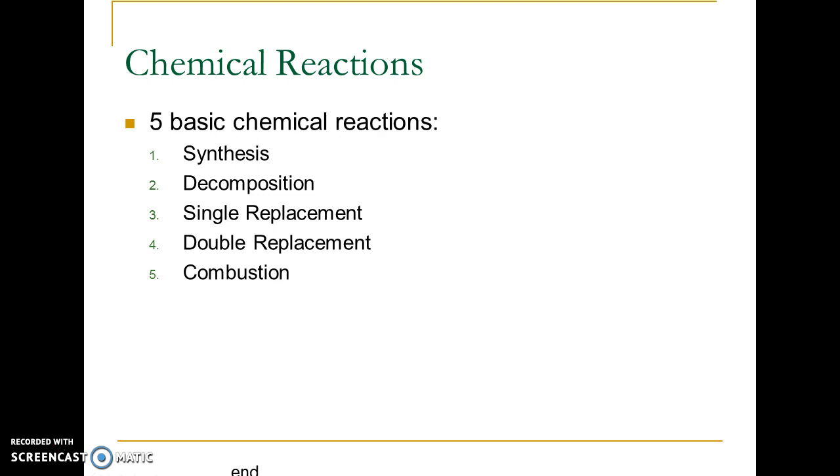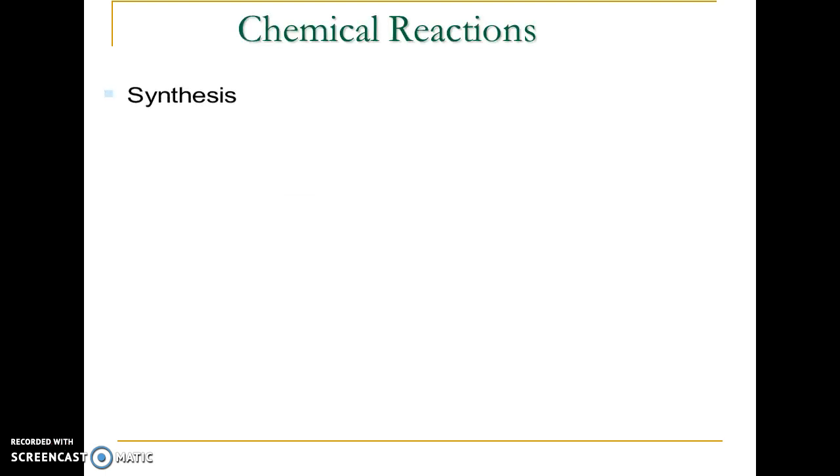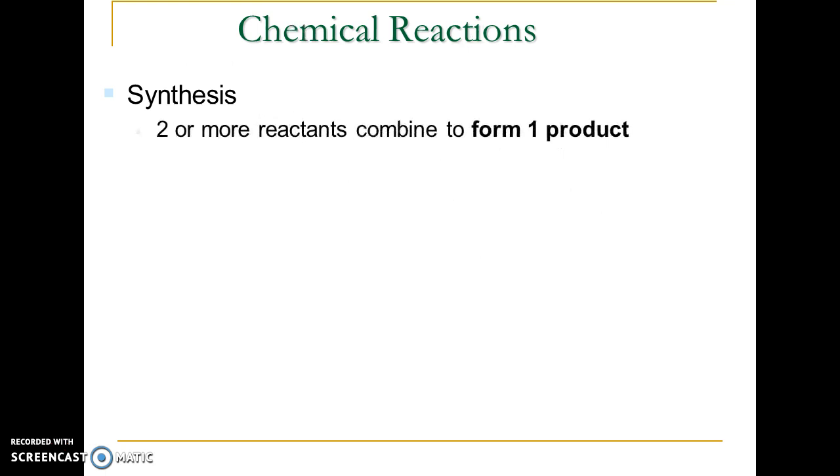Each one of these chemical reactions has a general equation and multiple types. You will need a reference table once we start predicting products to help you with these 5 chemical reactions. We're going to start with synthesis. As I said earlier, synthesis means to combine or to create one product. So here you will have 2 or more reactants combined to form one product.